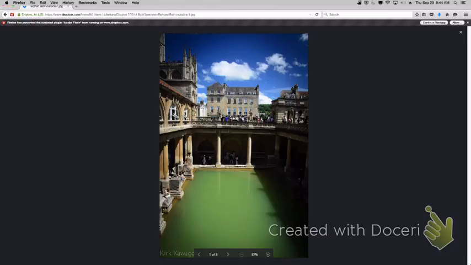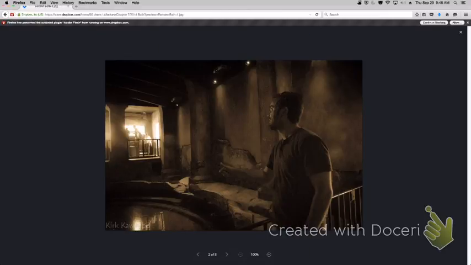And so this is Bath in England. These are Roman baths. And the only reason I'm showing you this is because there's water, and we can study the properties of waves in water.